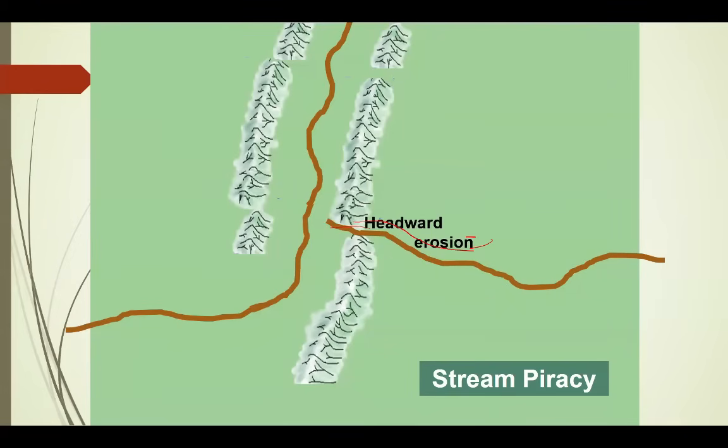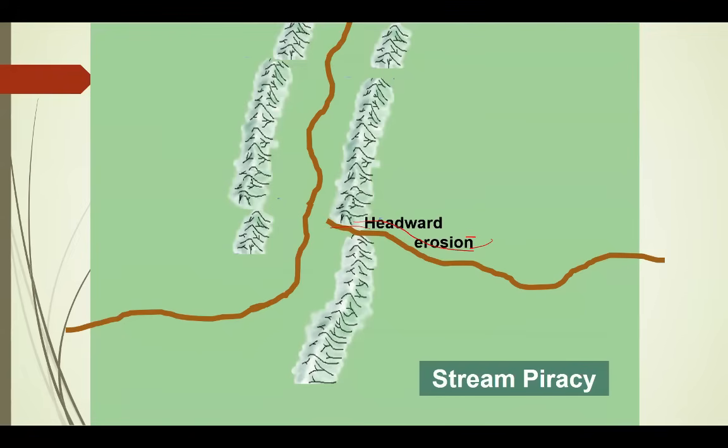But now, these two streams are separated by the watershed. So what must happen? Number one, this watershed must be lowered and removed or shifted. That process of lowering and shifting of the watershed is called abstraction. So the processes that are needed for river capture to take place are headward erosion and the shifting and lowering of the watershed, which is the abstraction of the watershed.